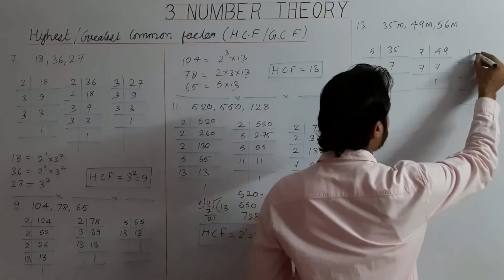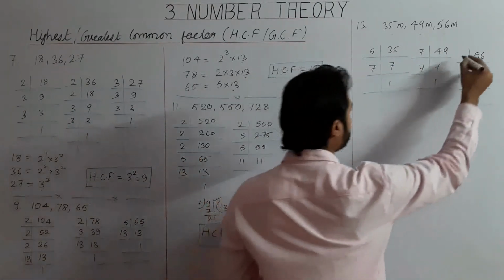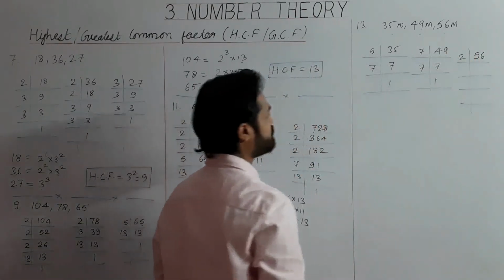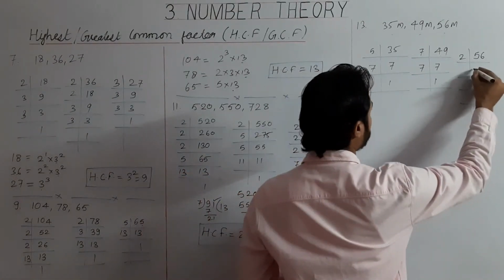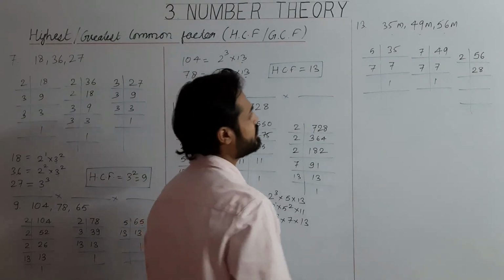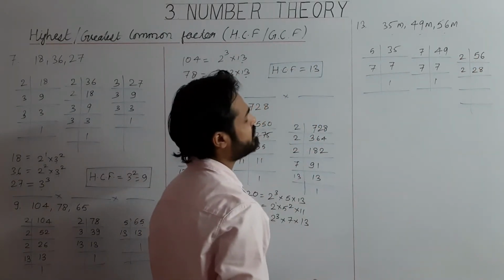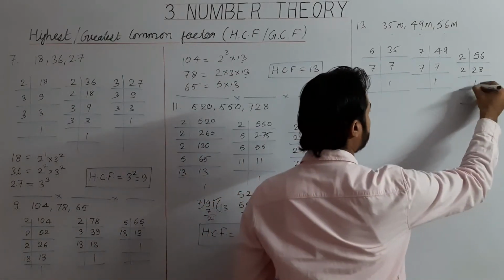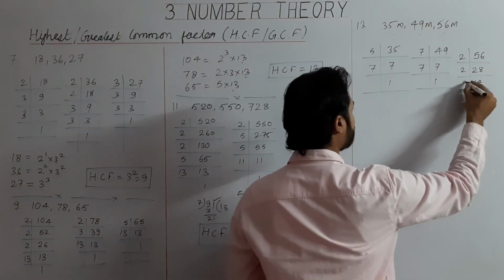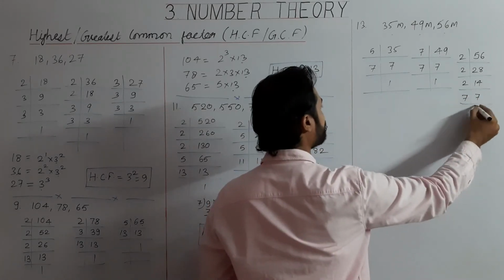Next number, 56. 56 is an even number, so we'll start from 2. 56 divided by 2 is 28, half of 56. Again 28 is an even number, so we'll divide 28 by 2 and get 14. Again even. 14 divided by 2 is 7. Now 7 is a prime number.